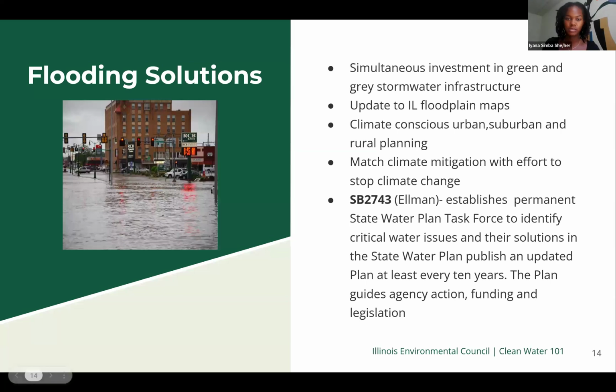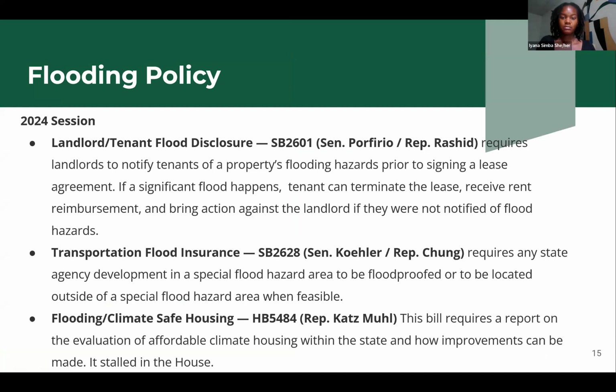So a few solutions or policy changes have come up. This past session, Senator Ellman introduced a bill that would establish a permanent state water plan task force. The state adopted a new state water plan, I believe at the end of 2022, and that basically will guide agency action, funding, and legislation. So having a permanent task force is really important as far as ensuring that that plan does not just sit on the shelf. And then some other funding policies, I'll mention two of them: transportation flood insurance and the flood climate safe housing are both ones that we've worked on, but unfortunately did not pass this session, but we'll continue to work on.